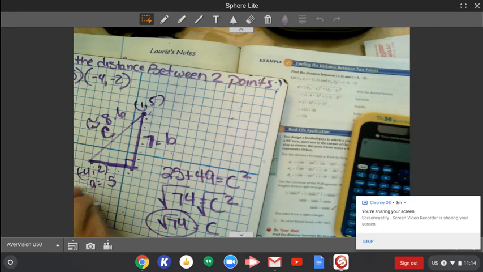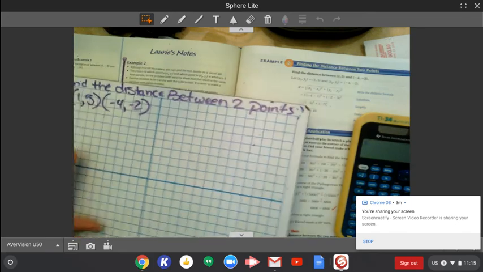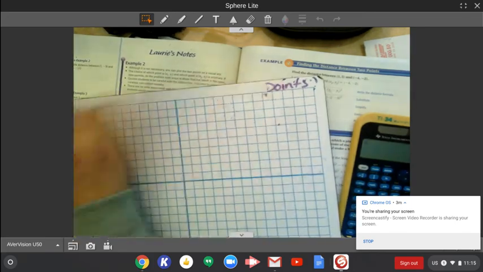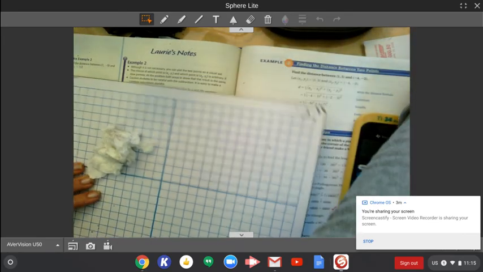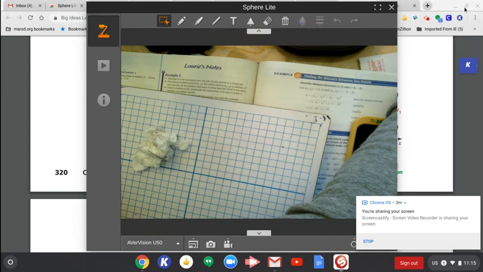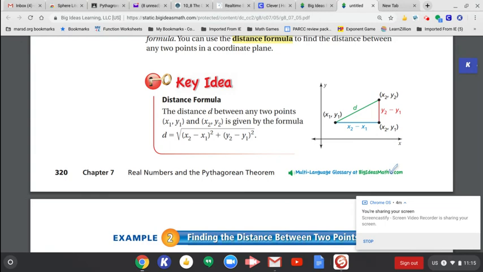Now I'm going to show you what I think you're going to find is an easier way to do this, which is finding the distance between the 2 points using the distance formula. Okay, so first of all, if you want to pause right now and go get your textbook, you can. And here we are. Okay, so I'm on page 320. You want to copy the distance formula into your notebook. Okay, give you a second to do that.